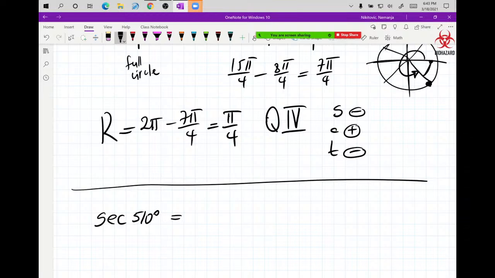Did everyone successfully subtract 360? Okay, so what do you got? You get secant 150. Good. Now, where is 150? Quadrant 2, between 90 and 180. Good. So that's where the 150 is, somewhere over here. Awesome. So now what's the reference angle, which is the closest x-axis?